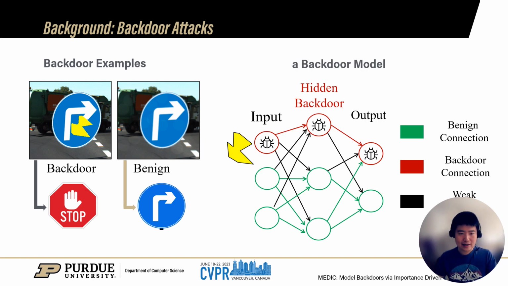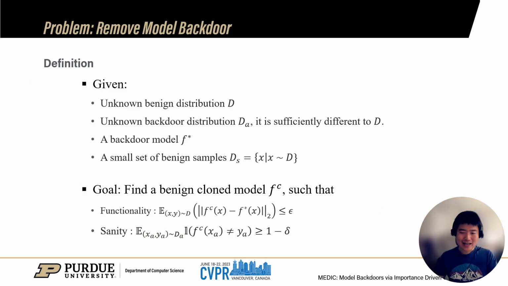Here on the right side presents a simple backdoor model. Due to special training procedure, some dimensions of the model's input are highly responsive to the backdoor signal. Once we present the pattern like the yellow trigger, the network will activate hidden paths and therefore result in a different output. So we ask, how can we remove model backdoors?